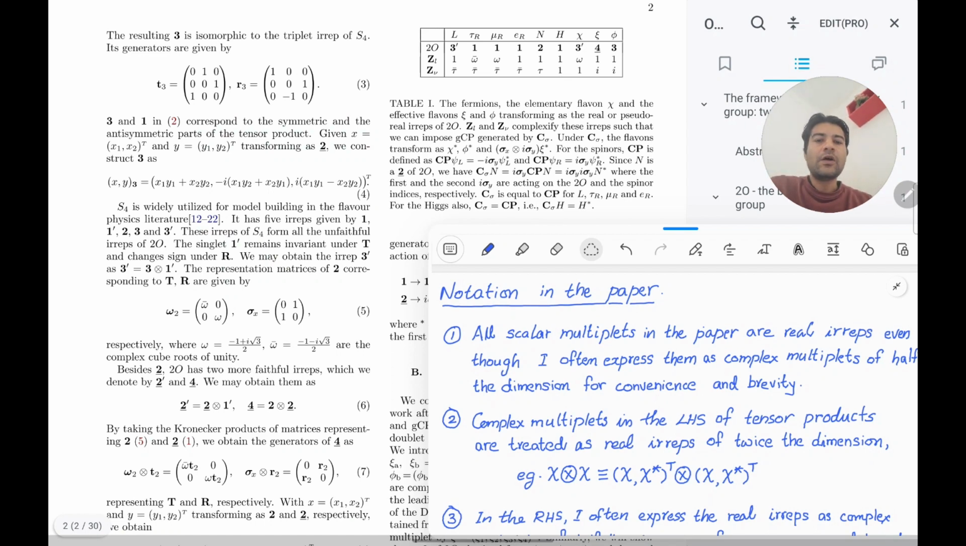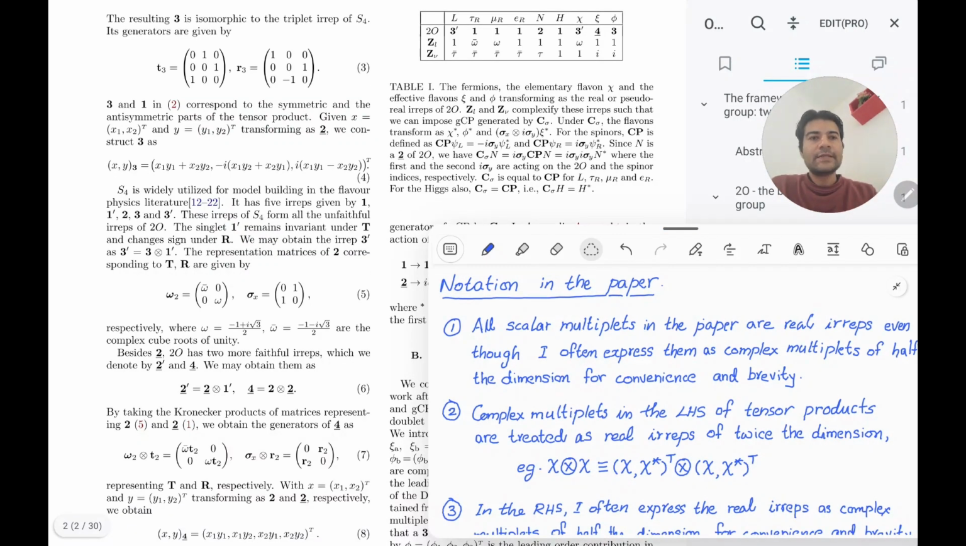The first point is all scalar multiplets in the paper are real irreps, even though I often express them as complex multiplets of half the dimension. This is for convenience and brevity. The second point is the complex multiplets in the LHS of tensor products are treated as real irreps of twice the dimension. So if I write chi cross chi in the paper, what it means is chi chi star cross chi chi star. So I'll show you that equation.